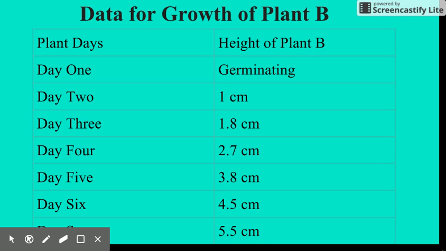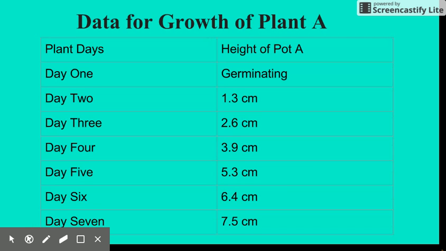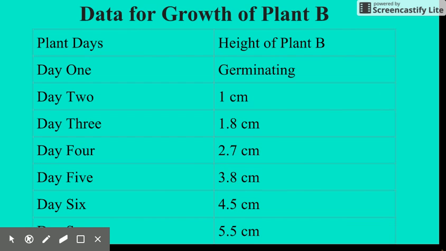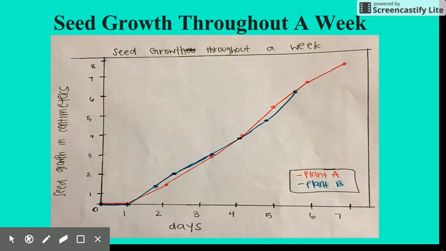As the data tables show, plant B, the pot with less fertilizer, grows much slower than plant A. And this slide is the graph of the two data tables for plant A and plant B.